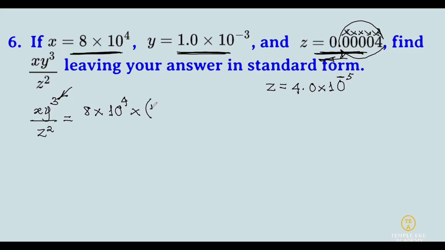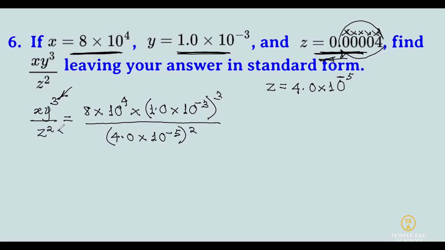So let's go. 1.0 for y times 10 to the power minus 3, with the power prevalent on y, which is the power 3. Maintain the power 3. Now divided by the value of z, which we have standardized already. So we have 4.0 times 10 to the power minus 5. And of course, we have the square on z. That one. Yes, that power. Beautiful.